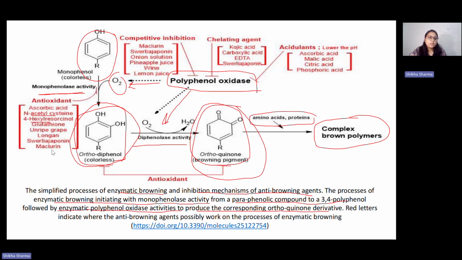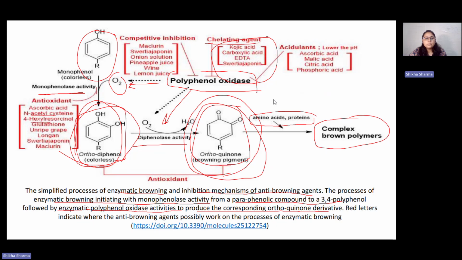It will also include glutathione. So these are all the compounds that come and act at this stage, on either the ortho-diphenols or the orthoquinones. And some other compounds which help reduce browning include chelating agents, like EDTA, kojic acid, or carboxylic acid.